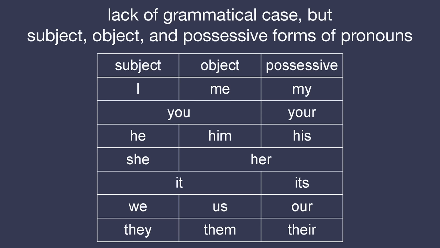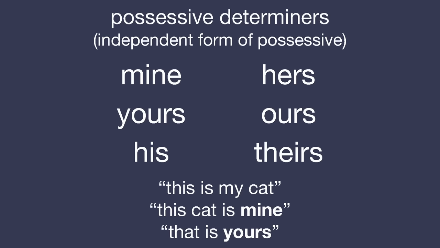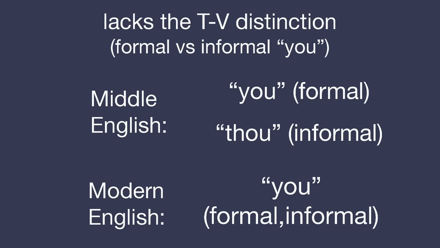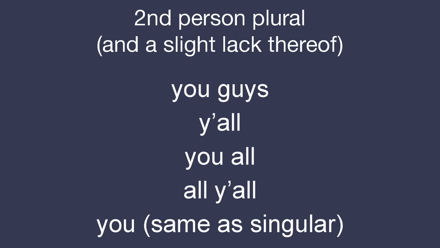But like most Germanic languages without case, it still has pronouns with different forms as a subject, object, or a possessive pronoun. Speaking of which, English has independent possessive determiners, pronouns like mine, yours, and ours, not found in other Germanic languages. English used to have the second person pronouns thou and you, with thou being singular and informal, and you being plural, and used as a polite pronoun for the singular. But you ended up replacing thou in all contexts, and left English without a fully grammatical second-person plural.